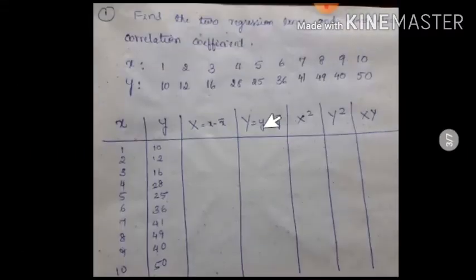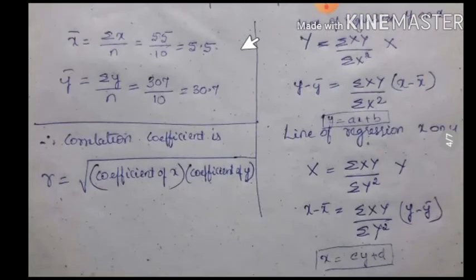So let me take the first problem: find the two regression lines and hence find the correlation coefficient for the given data. As we discussed, the formula for the regression line of y on x is capital Y equals summation xy by summation x square into capital X. Then the line of regression of x on y is capital X equals summation xy by summation y square into capital Y. So I need to find the sum of xy, sum of x square, and sum of y square.